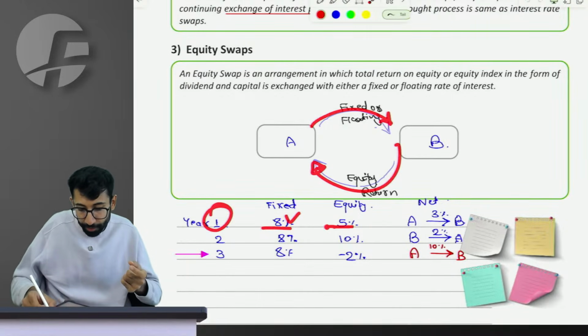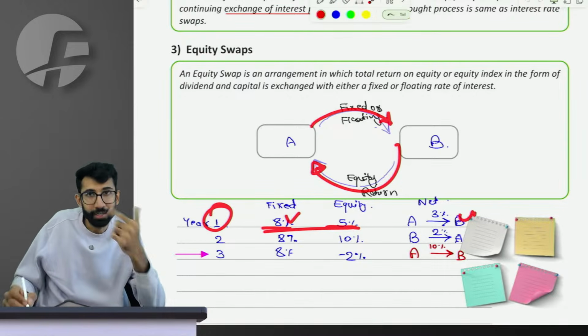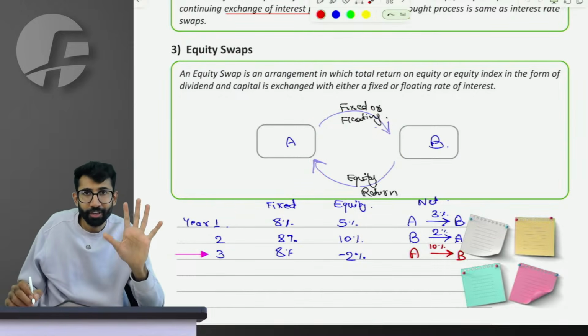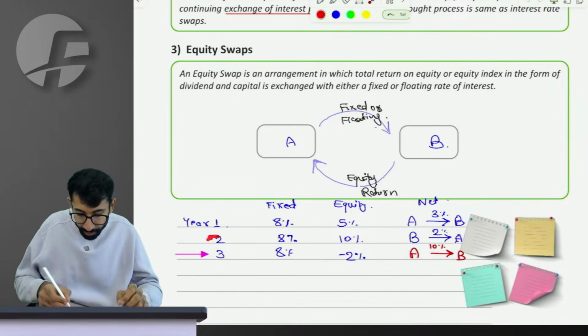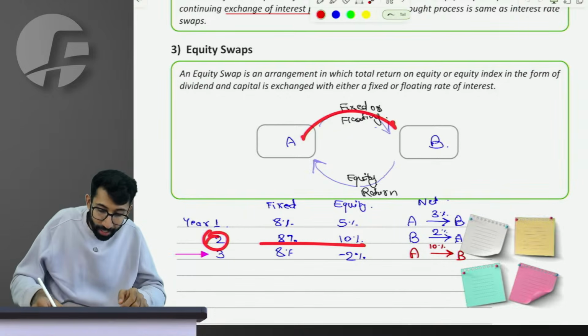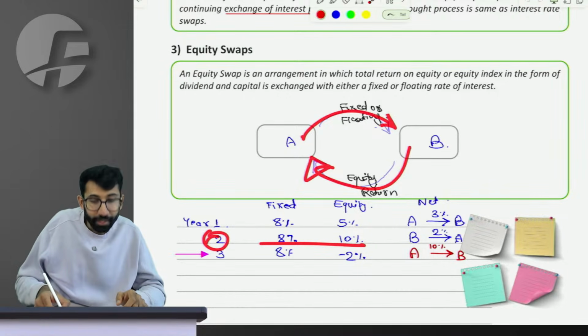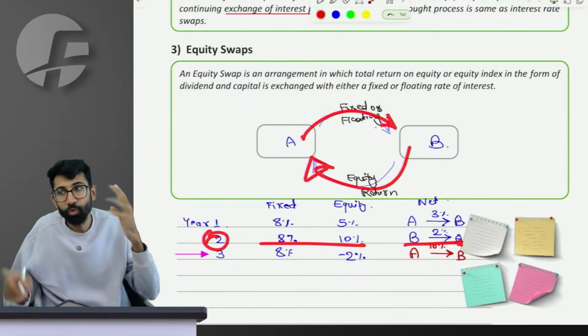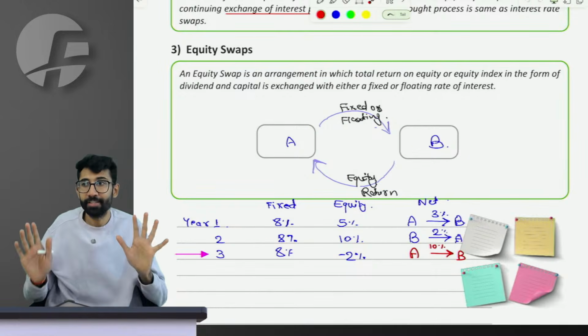In the first year, equity return was 5. So I will pay you net 3. I pay you 8, you pay me 5, net I pay you 3. In the second year, suppose equity return is 10. So I pay you 8, you pay me 10. So net you will pay me 2. Common sense, logical, basic. Next part.